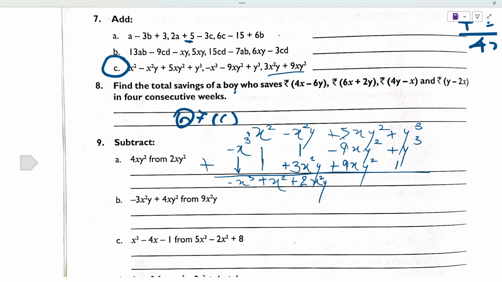Then we have plus 5xy square, minus 9 and plus 9. Now minus 9 and plus 9, we can say that they are cancelling each other and we are left with plus 5. So we will write it down, plus 5xy square. Then y cube plus y cube. So 1 plus 1, 2. So we get finally 2y cube. That is our final answer.